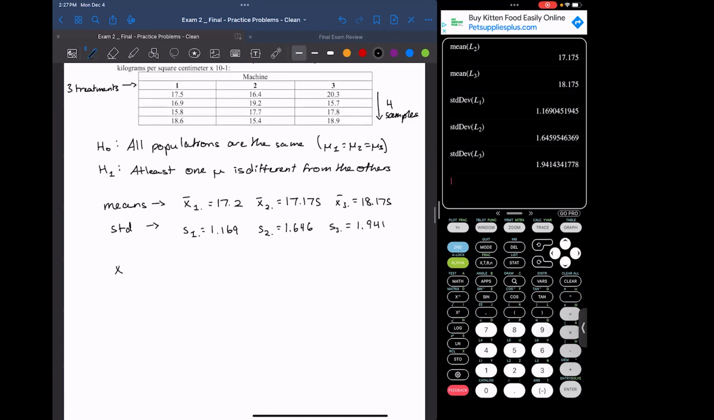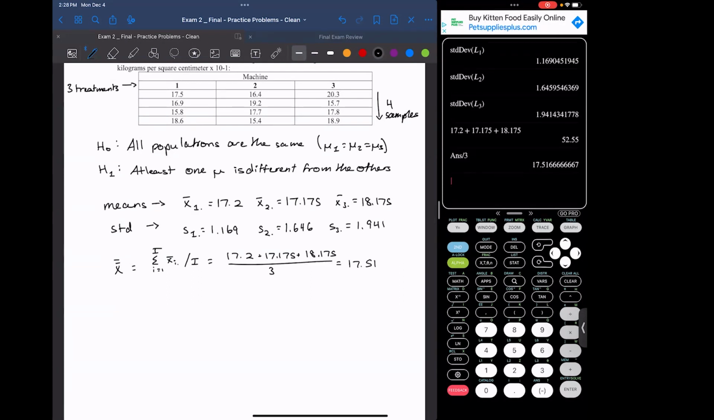The grand mean is the first thing that we'll calculate. That's the summation of the treatment means divided by the number of treatments, so divided by I. Okay, so we have our grand mean there.